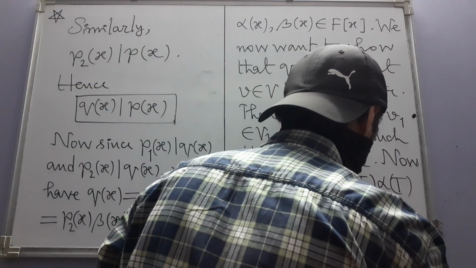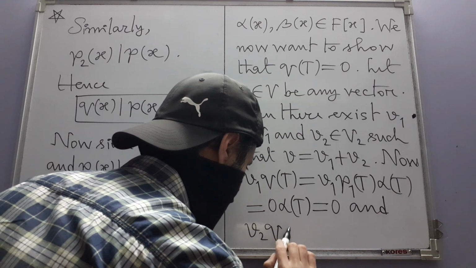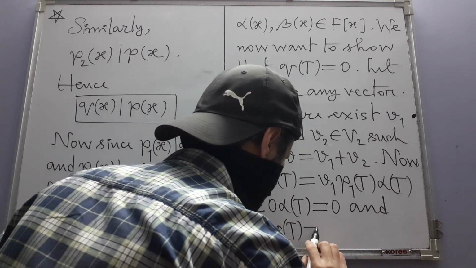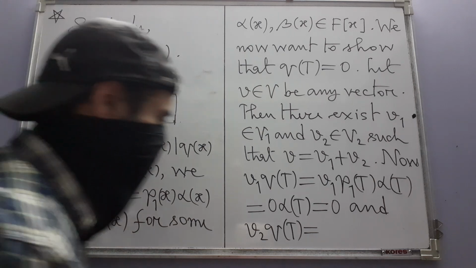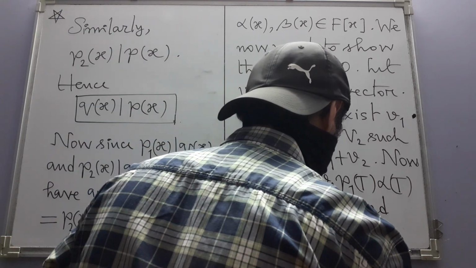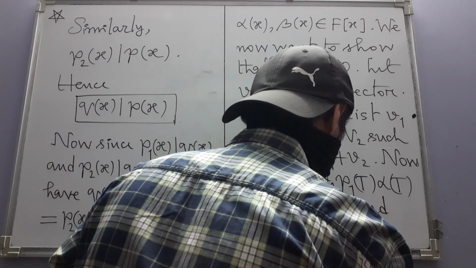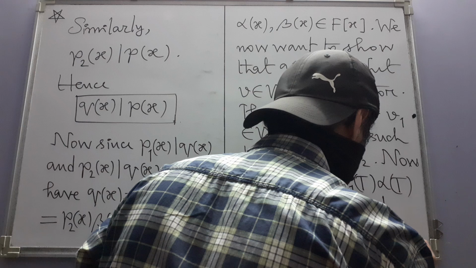And on V2 also, if we apply Q of t, this time however we are going to use this: P2 of t times beta of t.